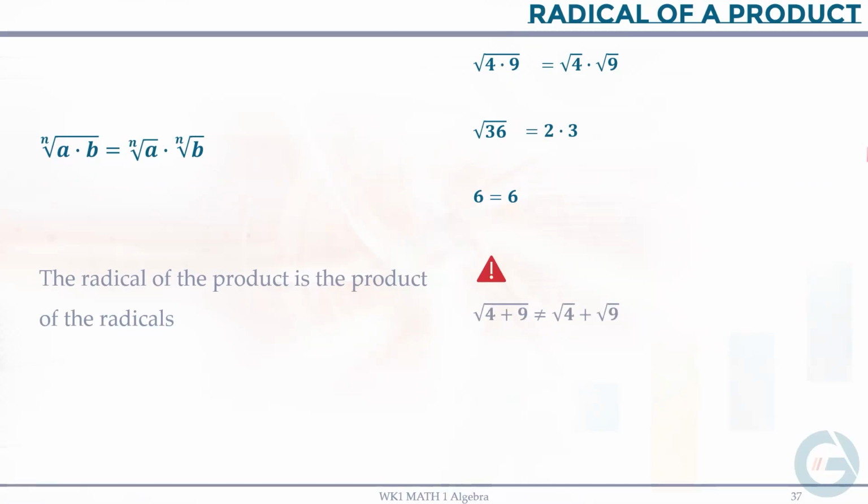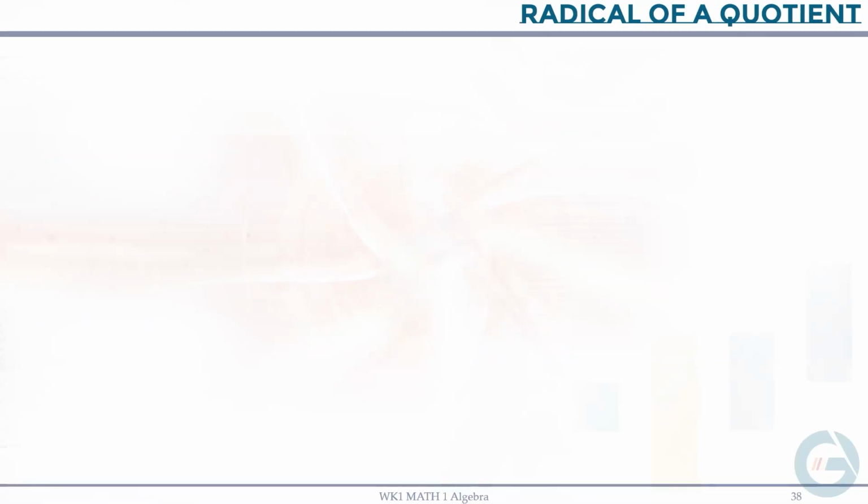The square root of 4 plus 9 is not equal to the square root of 4 plus the square root of 9. 4 plus 9 is of course 13, so the square root of 13 is not equal to the square root of 4, which is 2, plus the square root of 9, which is 3. So the square root of 13 is not equal to 5. The same applies with subtraction. But we can distribute a radical over division.